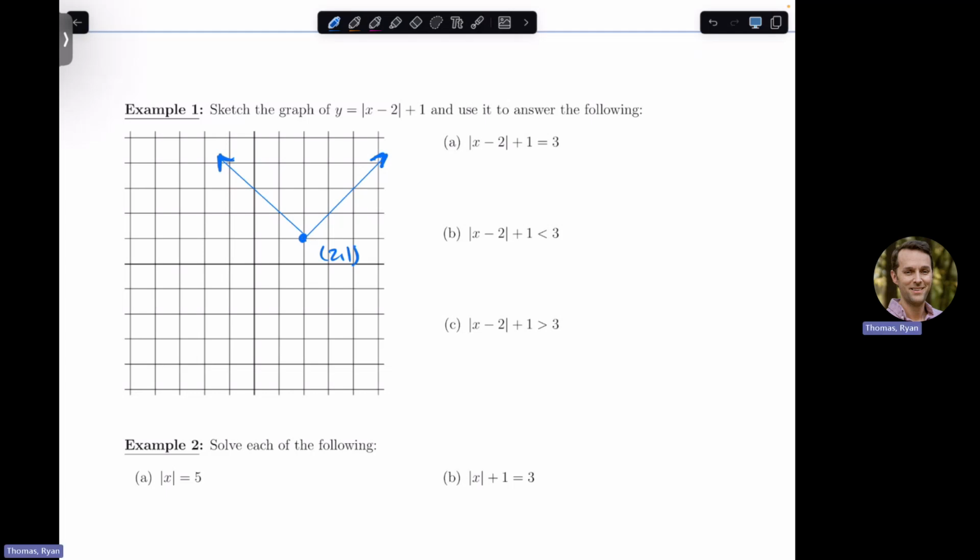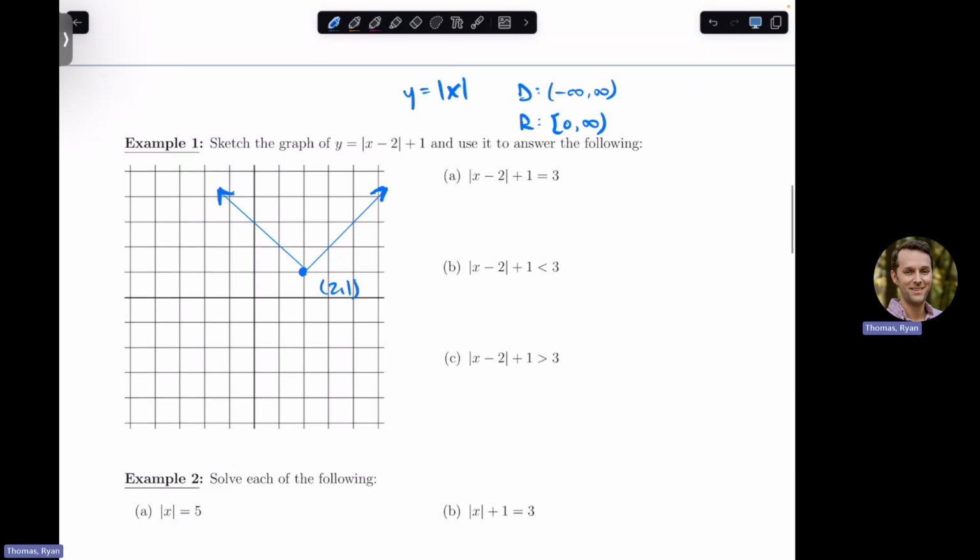And for absolute value functions in general, of course, we remember stuff about how they behave. They're defined everywhere. This one in particular, we've shifted up. If we know what the graph looks like, then we can solve stuff like this.